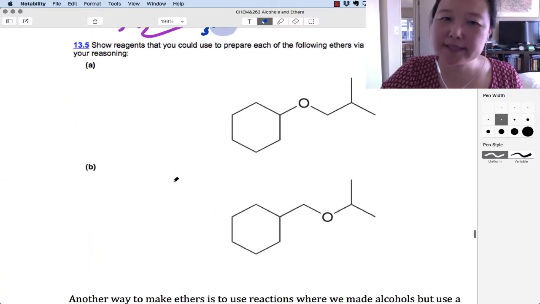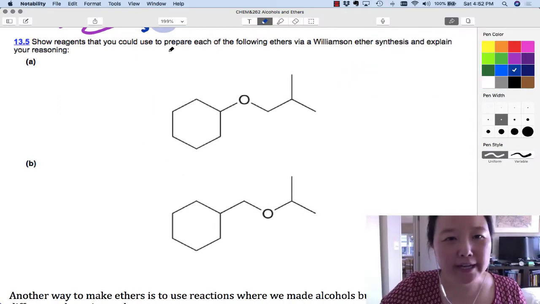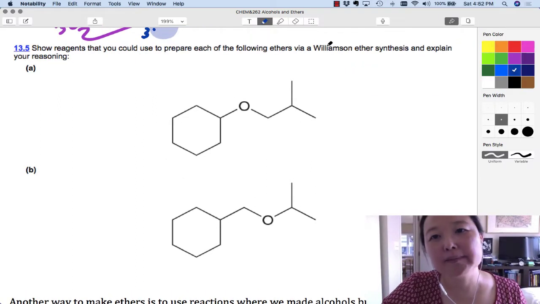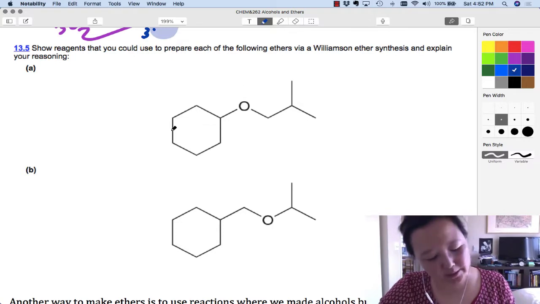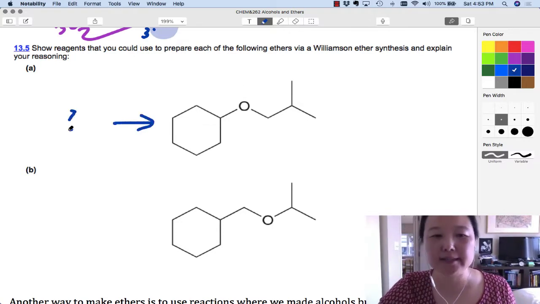Let's practice with this a little before we talk about that. Show the reagents you would use. Think about the Williamson ether synthesis. So that means you are making this ether, what are you going to start with here?